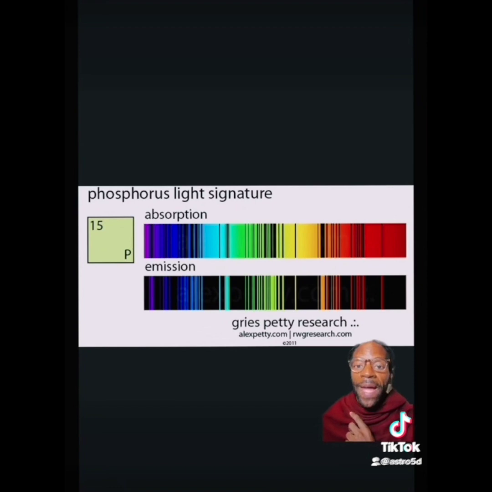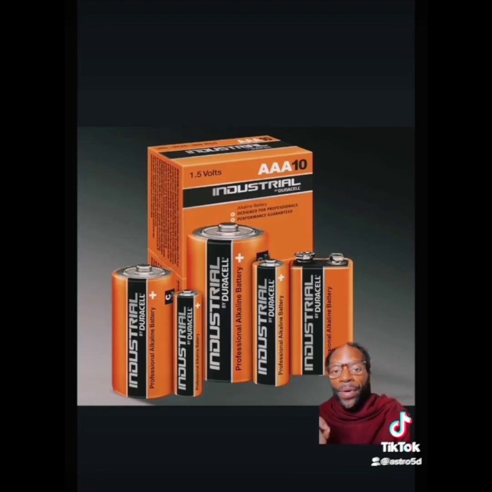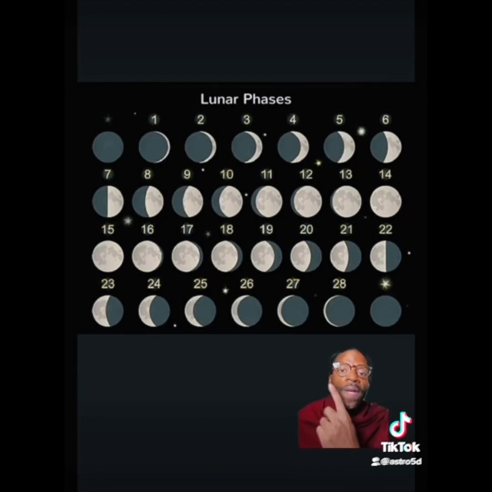You see, the moon is likened to a phosphorus light body. It can take a charge from an external source without re-emitting that charge immediately. And here's a visual representation of that just so that you can better understand this concept. And phosphorus is on the periodic table of elements. So just like a battery, it can hold a charge. And the lunar phases that we see are just different stages of the charge being held.